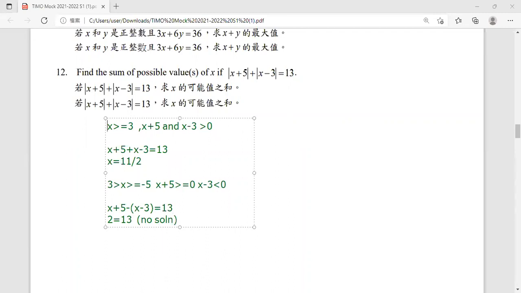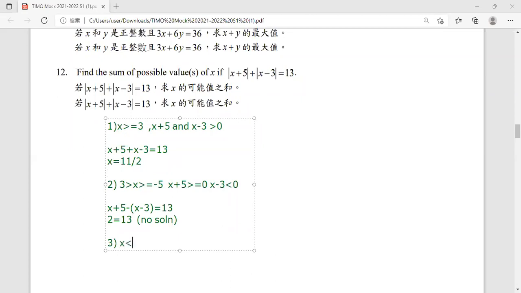Okay, this is the second case. First case, you consider it in the cases: first 1, 2. And the last case will be x is more than -5. Then both of them are smaller than 0. Okay, and then I will have negative bracket x plus 5 minus bracket x plus 3 equal to 13. And then you solve the equation again. You solve the equation again, you will find what?